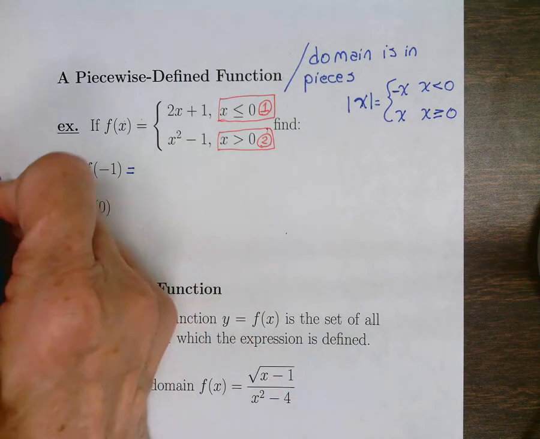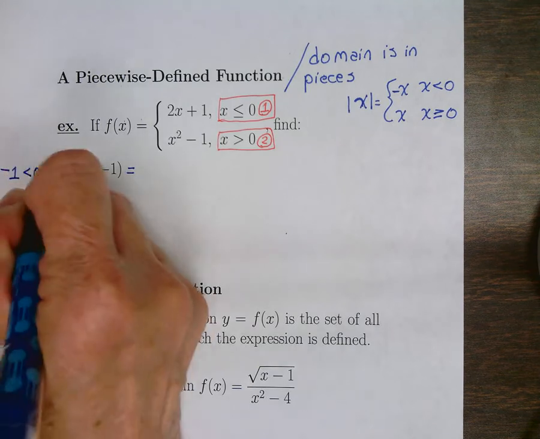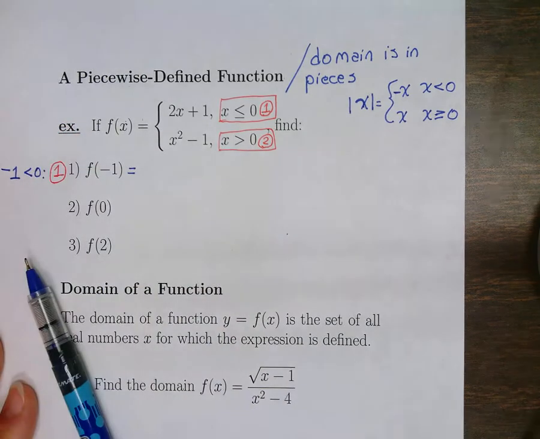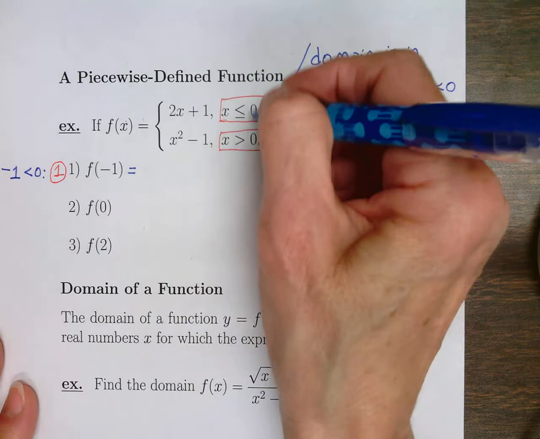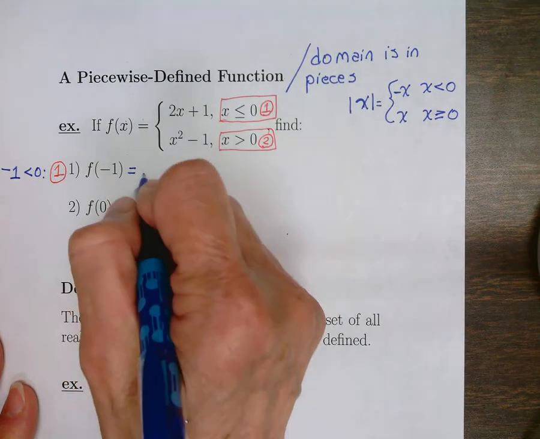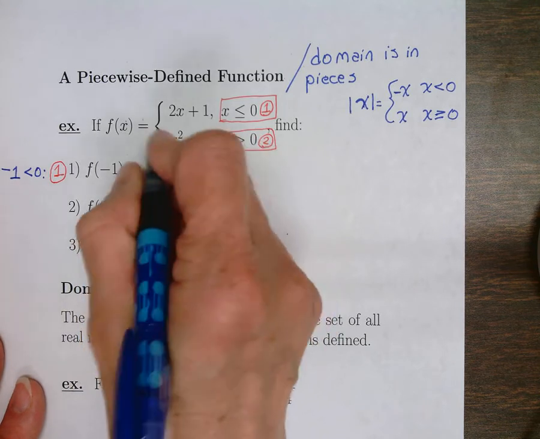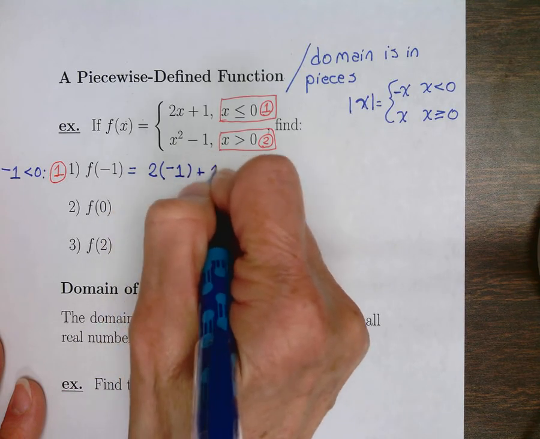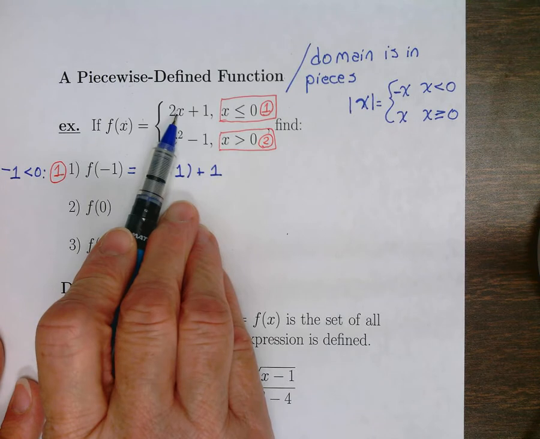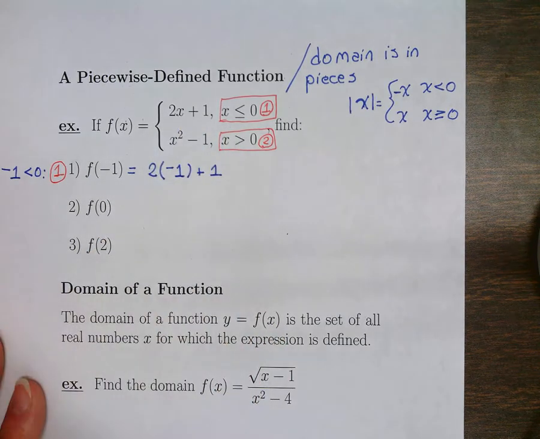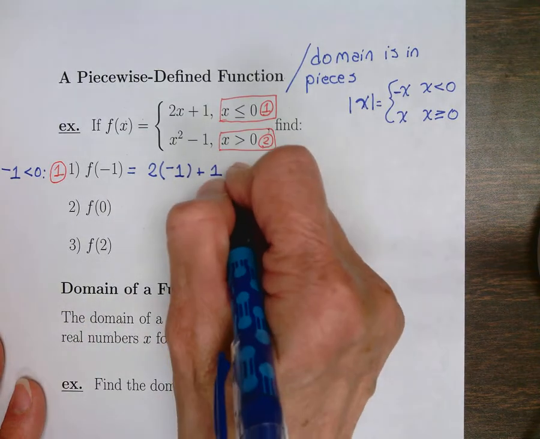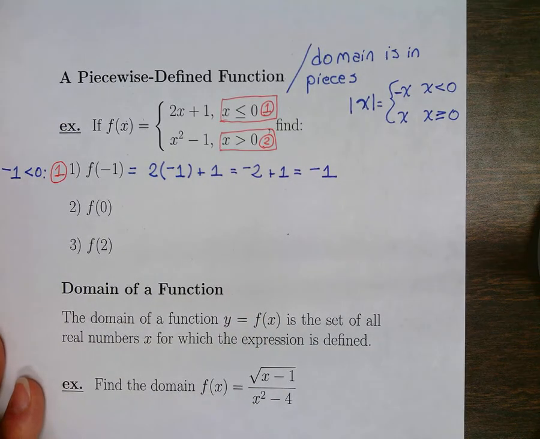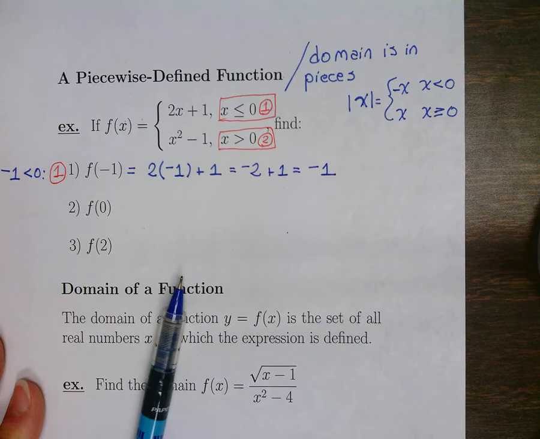Now, for f of -1, I know that -1 is less than 0, so I'm using piece 1. Because where -1 lies in the domain is right here. And so f of -1 is defined to be 2 times -1 plus 1. It is using part 1 of our domain, and so that's the way the function's defined. I replace x with -1, and I get my one and only, my unique y value. It is a function.